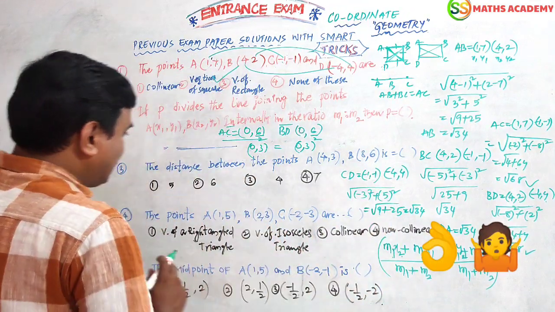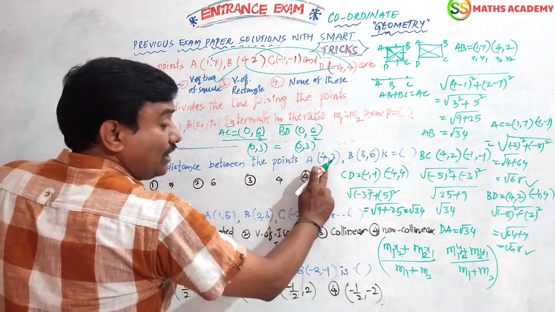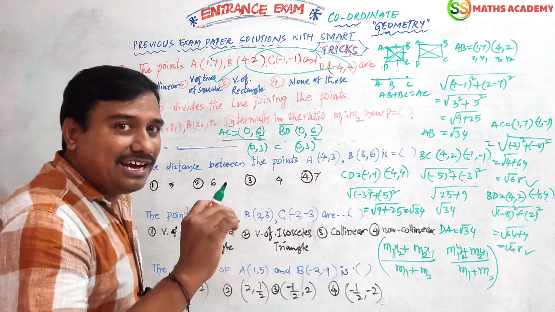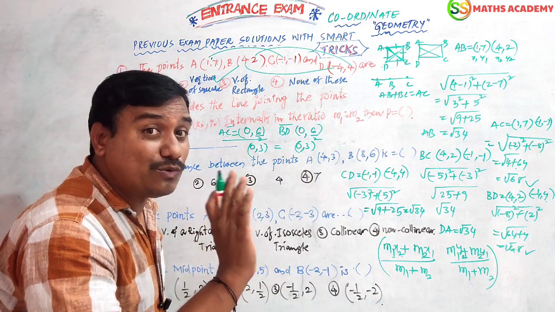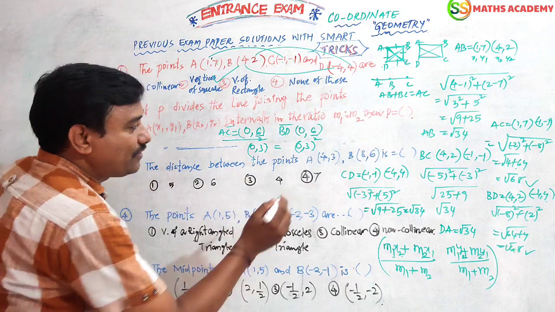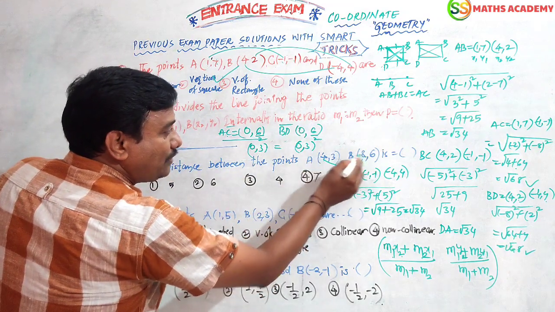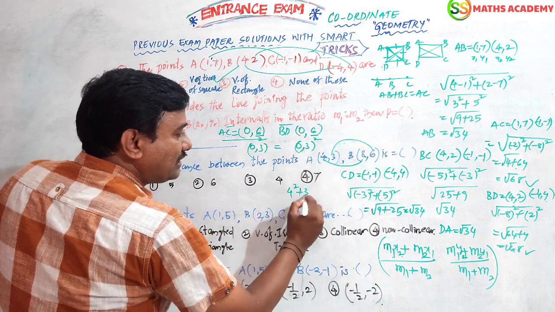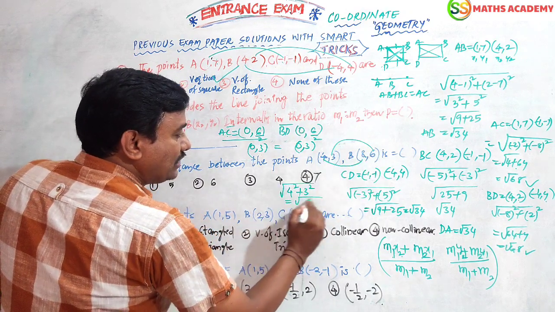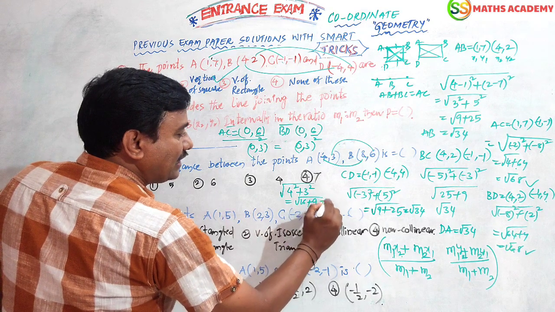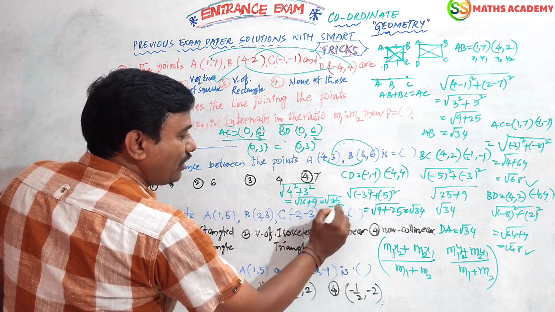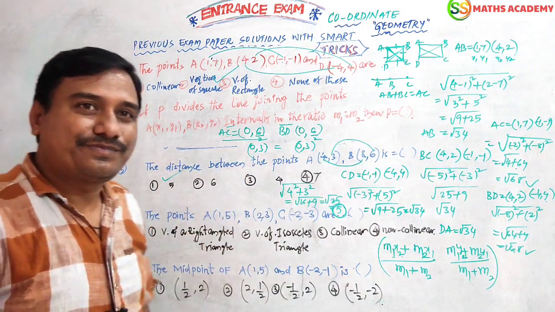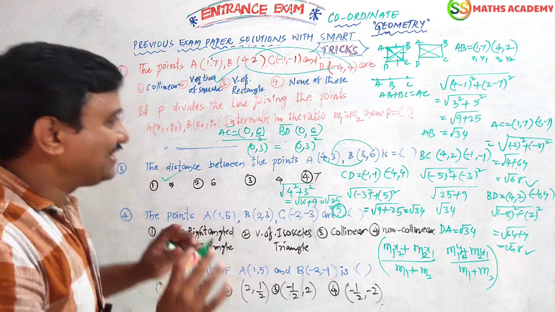Right. Next, the distance between the points A(4, 3), B(8, 6). I told you the distance is the square root of (x2 - x1) whole square plus (y2 - y1) whole square. (8 - 4) whole square plus (6 - 3) square, under the square root: 16 + 9. √25 value is 5. So where is your answer? 5. Clear, dear students?